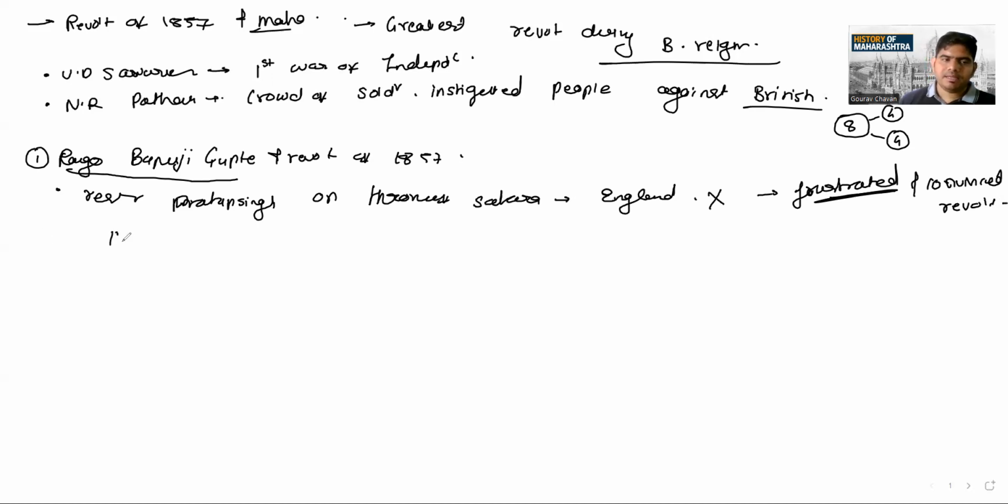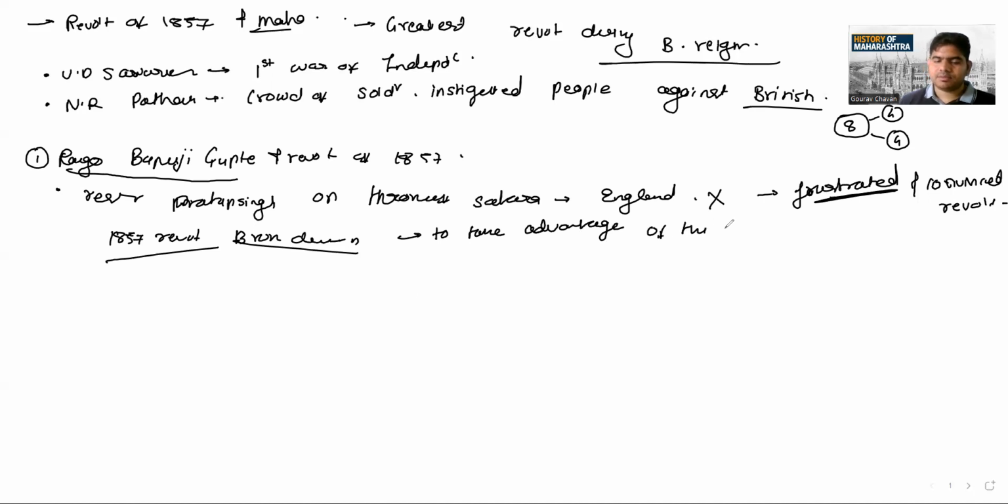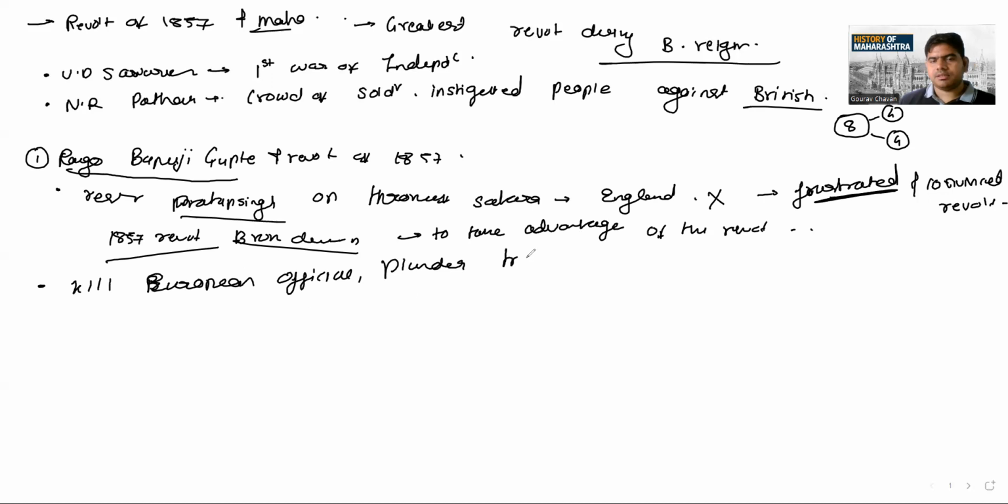Meanwhile, the 1857 revolt broke out, and he decided to take advantage of this. He preached to all his followers that in order to establish Pratap Singh, we should kill British or European officers, then we should plunder the treasuries, and we should also release our brothers from the prison.